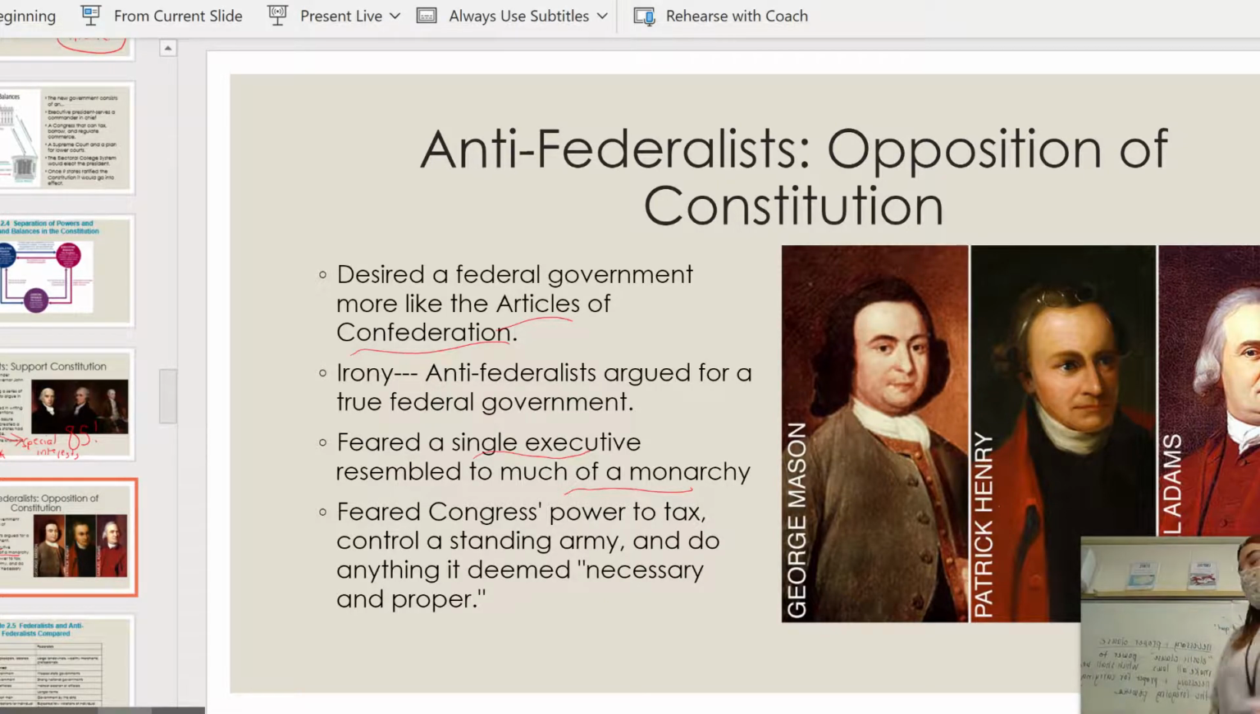Basically, this necessary and proper clause grants implicit powers to the central government. Okay, and this can be found in Article 1 of the Constitution.